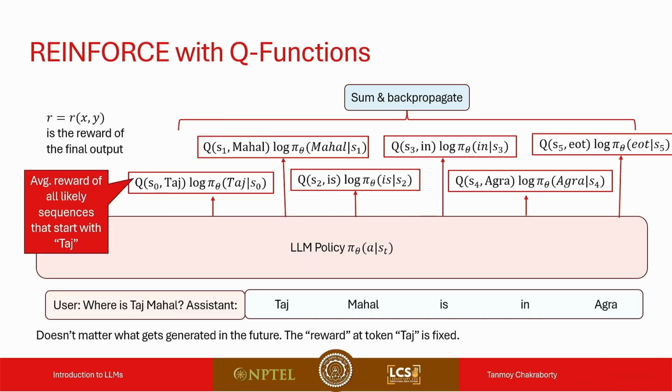Now what is this Q function? Intuitively, this is the average reward of all likely sequences that start with Taj. So you look at all sequences, again hypothetically, given the prompt, you look at all sequences starting with Taj, you calculate the reward of all the sequences one by one, and then you take the average of this, and this will give you some idea about the likelihood of generating the token Taj.